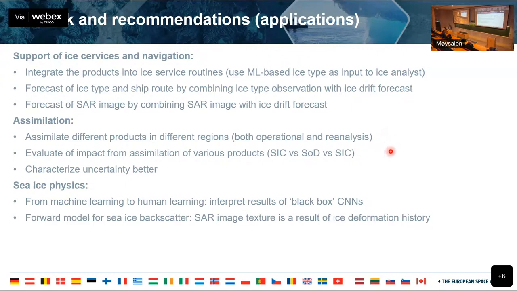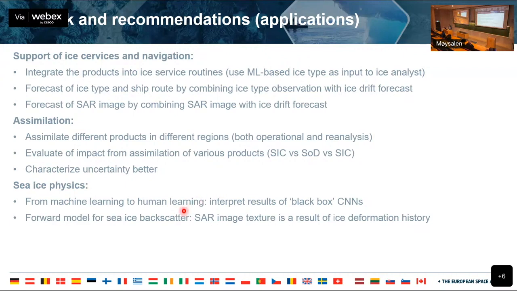And for simulation, it's good to evaluate the impact of a simulation of different products. For concentration, it's okay. We can improve ice age. But how does a simulation of stage of development improve the model? That's not clear. And then to characterize uncertainty of these products better, because that's the value used by the simulators.